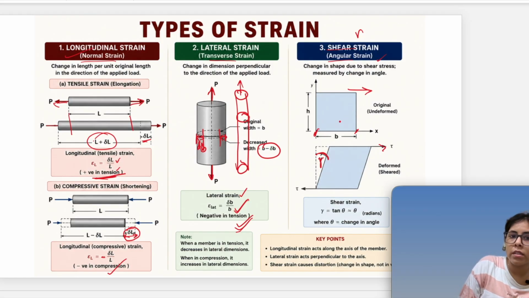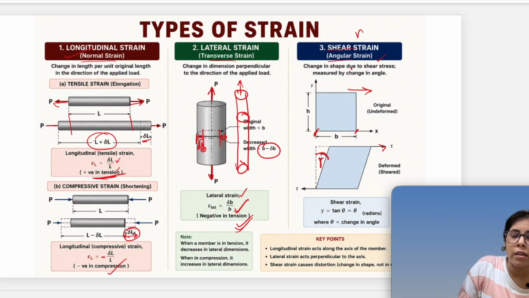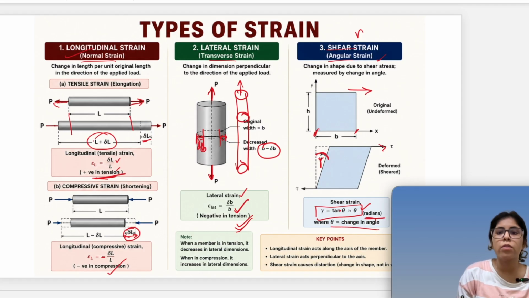The longitudinal and lateral strains are denoted as epsilon longitudinal and epsilon lateral, but shear strain will be denoted as gamma. And gamma is nothing but tan theta. Since this change will be very small, tan theta is equal to theta, and its unit is radians. So theta is the change in angle. So this is what the types of strain are.